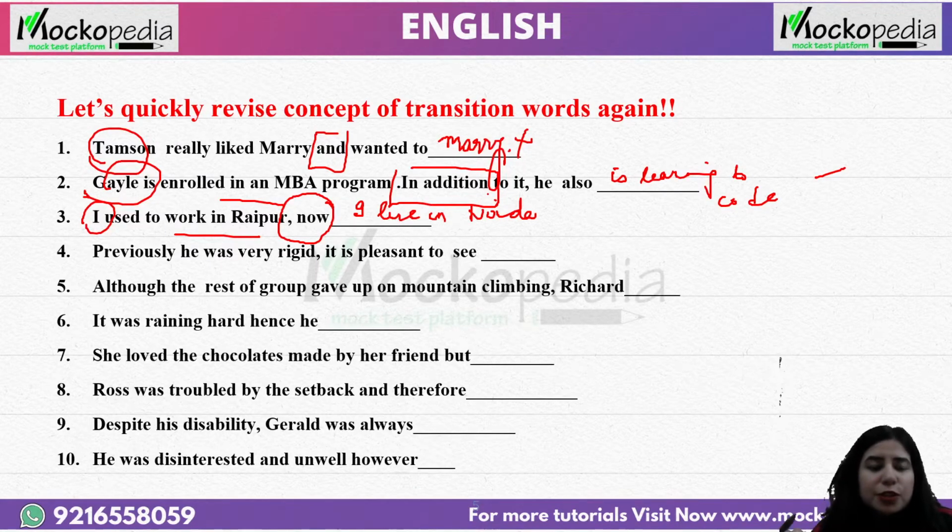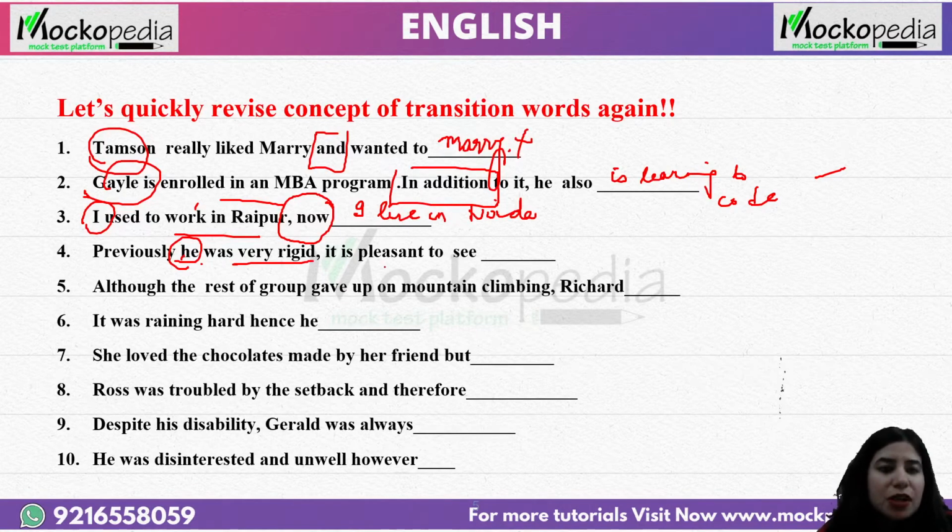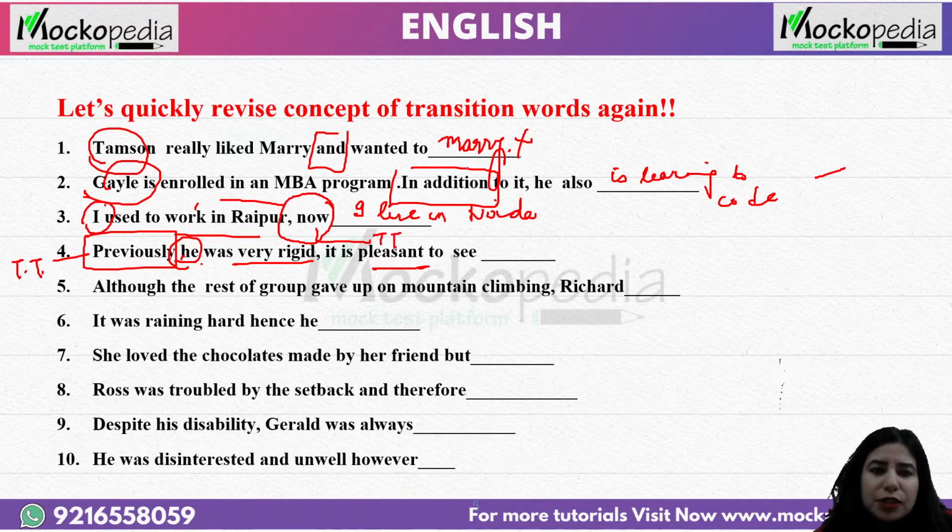So yeah, the transition is now. Previously, he was very rigid. It is pleasant to see. So, in this case, who are we talking about? We are talking about he. So, what is the additional information? He was very rigid. Now it is pleasant. Is there any transition? Yes, there is a transition in terms of time. So, previously. So, I can write time transitions, TT. Okay, so these are time transitions. This is a positive transition word, and this is again a positive transition word.